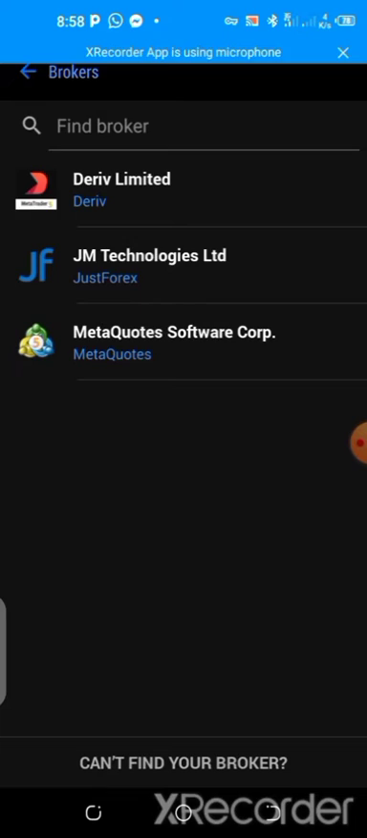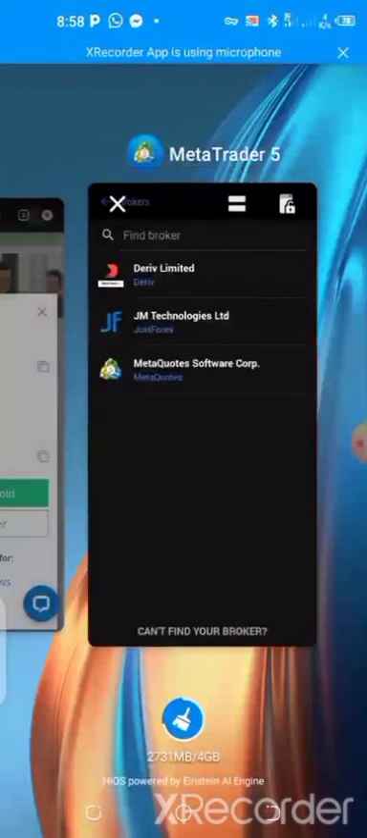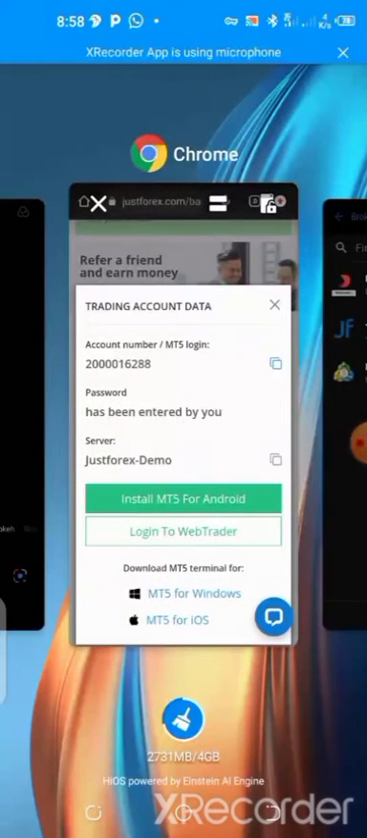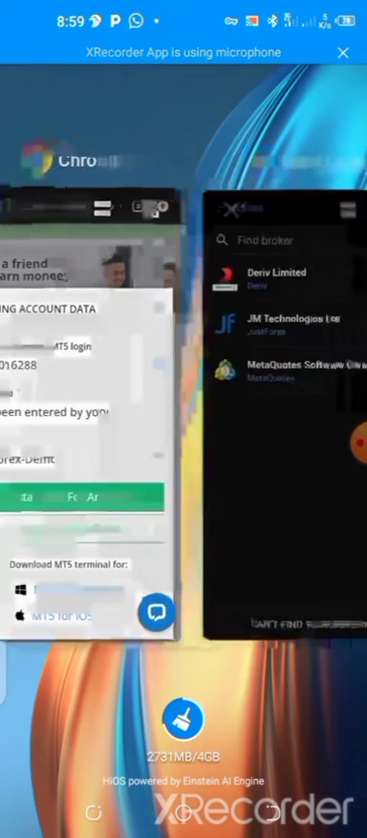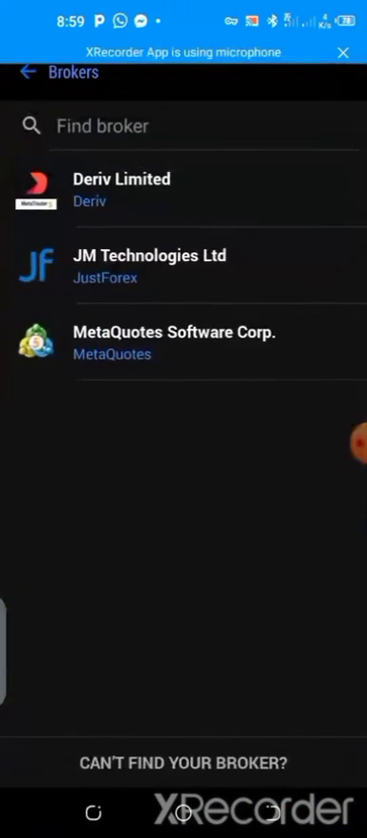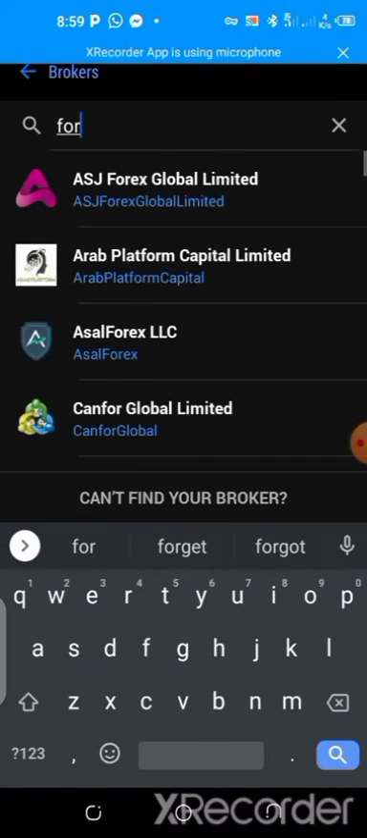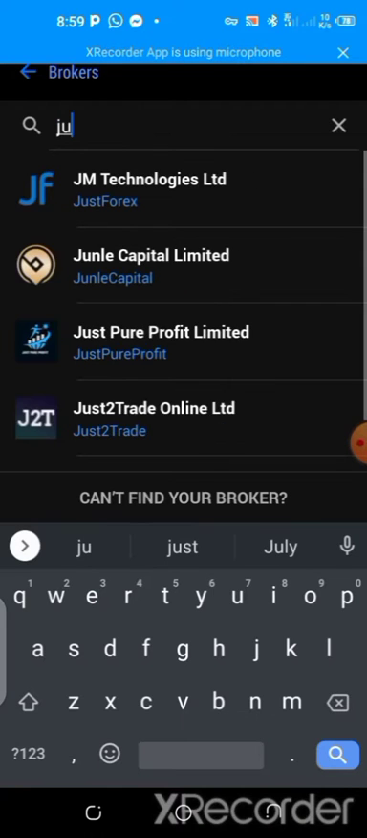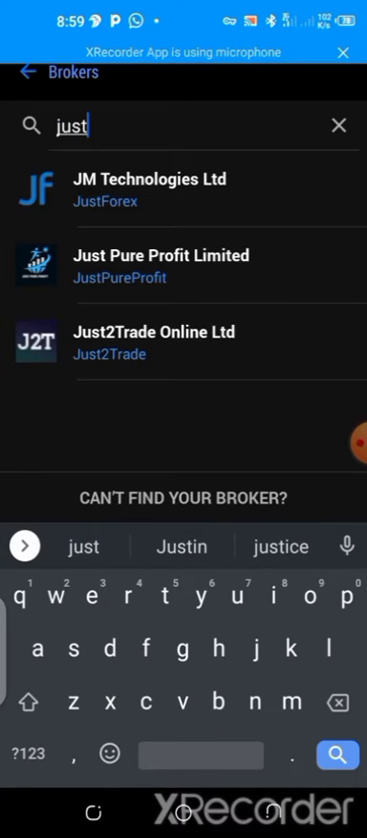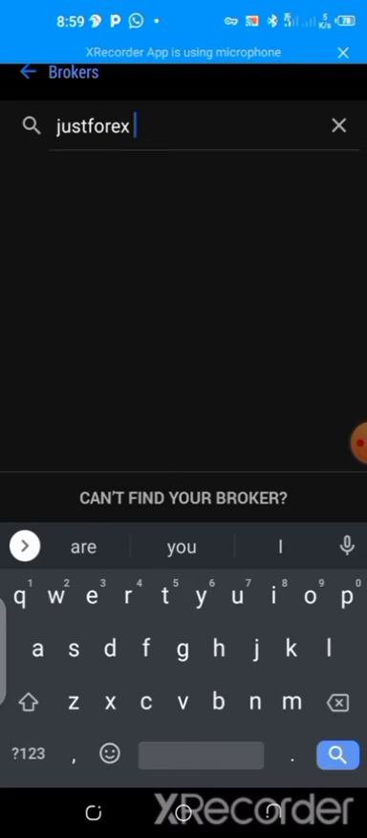Don't forget that we're creating a brokerage account. You see something here. When it asks you to find broker, the information is not even here. You just know that you have to come here and type just forex, because you are using Just Forex.